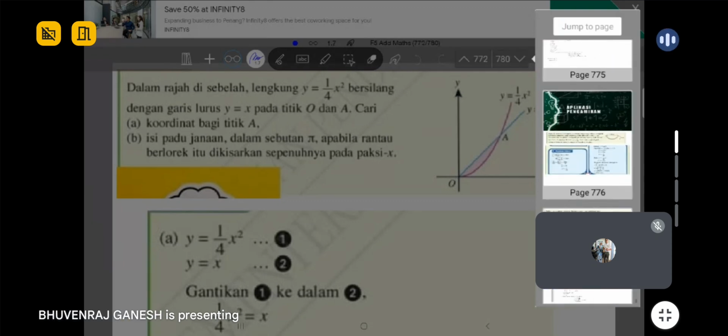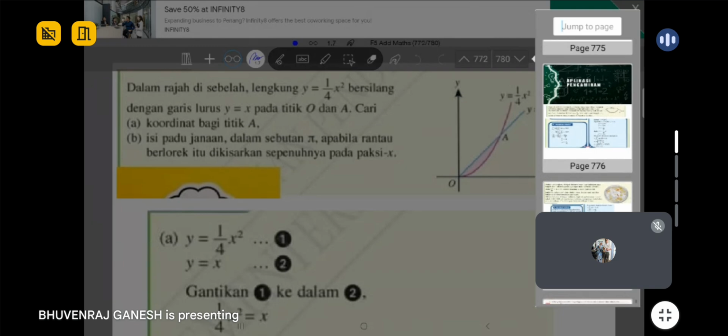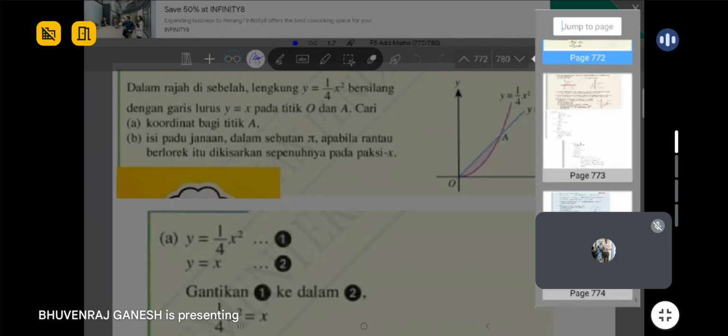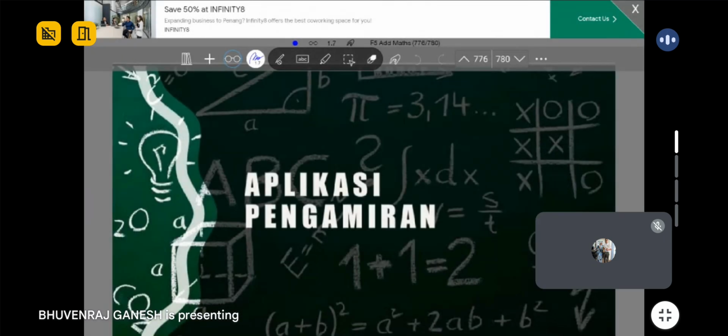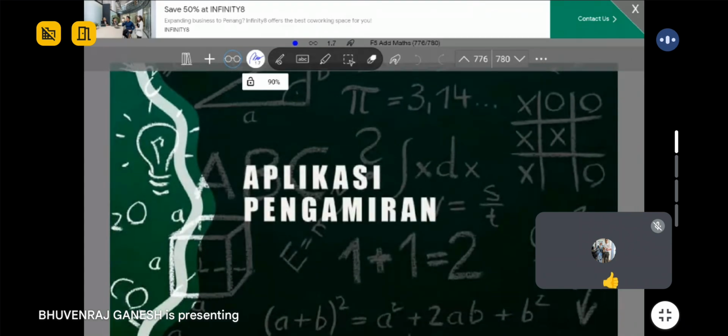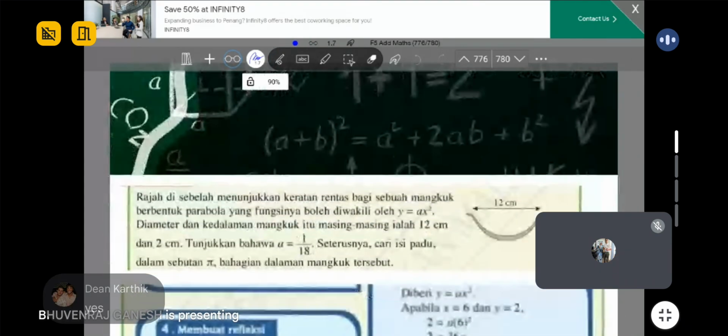Okay, now let me see the time. Still got 15 minutes. Let me think and see. This one we discuss next week. We discuss the application question. You all want, right? Aplikasi. The difficult question on pengamiran.